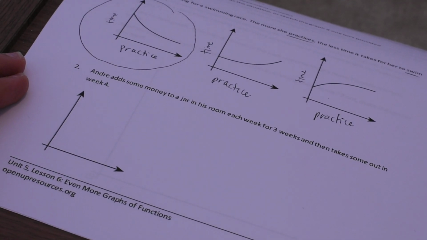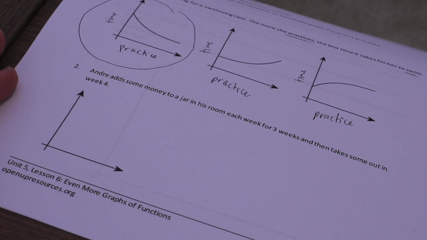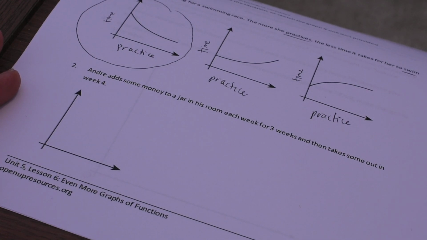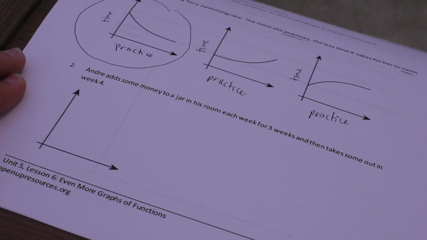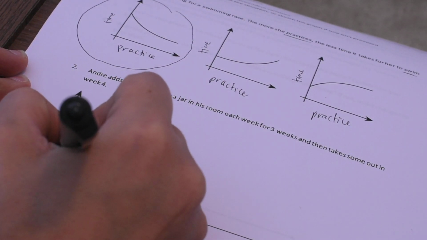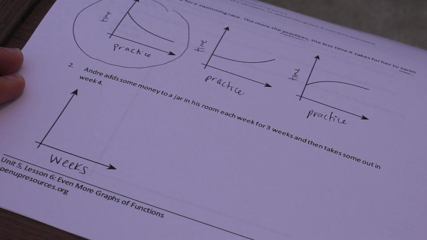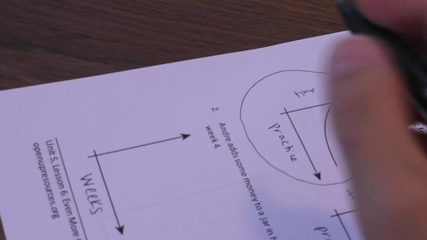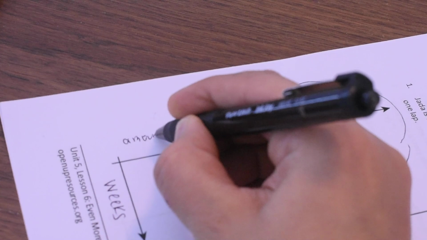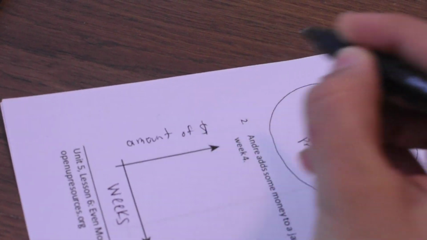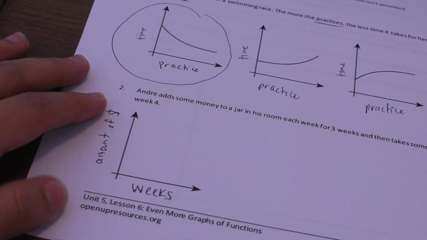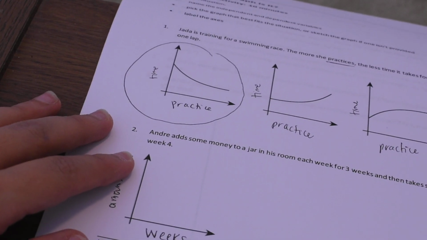Andre adds some money to a jar in his room each week for 3 weeks and then takes some out in week 4. So he adds money to a jar in his room each week for 3 weeks. So I would say the weeks is the independent variable. All right, that's the X. I'm going to put amount of money right here. Amount of money. I'm trying to get better with my camera work, y'all. Amount of money as the dependent, right? Because the amount of money depends on the number of weeks that pass by, right?